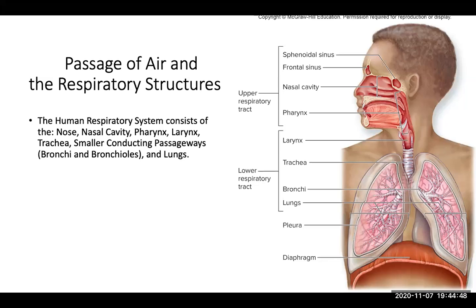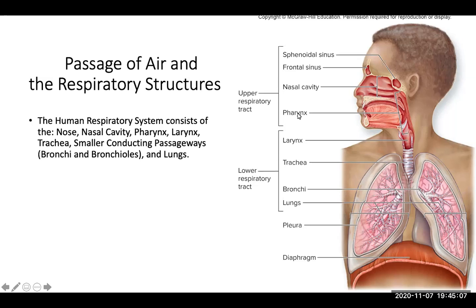This chapter will be on the respiratory system, and we'll go over some of the anatomy that I'm hoping you're studying in lab right now or will be soon. As we look at the respiratory system, we'll look at how air passes through it and the way air goes through all of the respiratory structures.